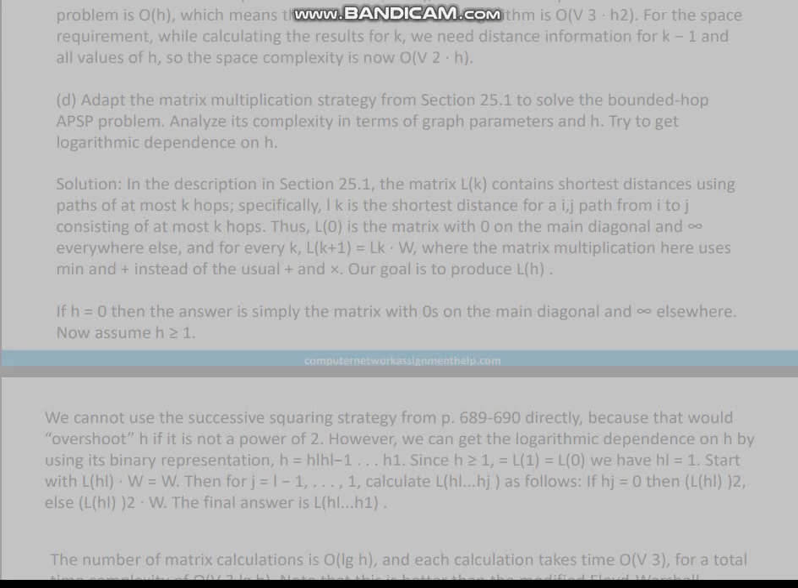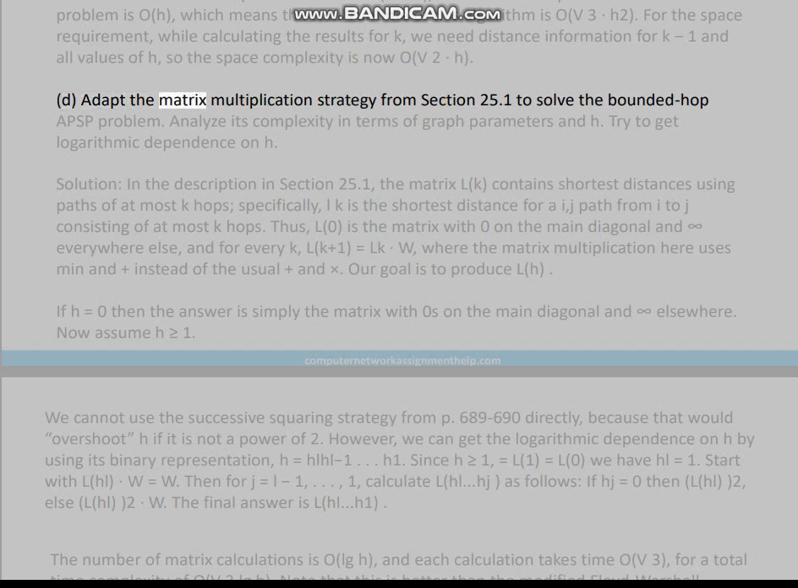The total number of subproblems is now O(V³h), and the time required to solve each subproblem is O(h), which means the total runtime of this algorithm is O(V³h²). For the space requirement, while calculating the results for k, we need distance information for k−1 and all values of h, so the space complexity is now O(V²h).